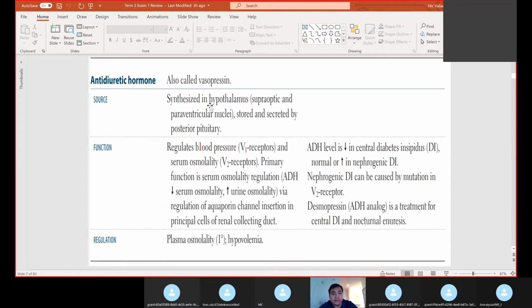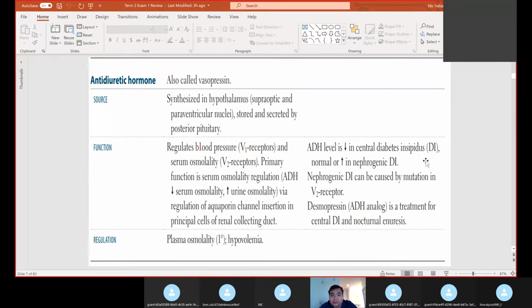Antidiuretic hormone, also called vasopressin, synthesized where? Hypothalamus, produced in supraoptic and paraventricular nuclei, only stored and secreted in your posterior pituitary. What's the function? Regulates blood pressure, V1, arterioles, and serum osmolarity, V2, collecting duct, aquaporins. Primary function is serum osmolarity regulation via the regulation of your aquaporin channel insertion in the principal cells of your collecting duct.